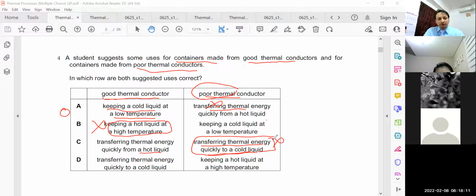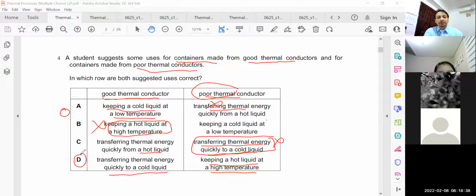And if I go with the option D, transferring thermal energy quickly to a cold liquid, yes. Thermal conductor, because heat always flows from high temperature to a body at low temperature. I can find out that the left hand side is correct. What about the right hand side of poor thermal conductor? Keeping a hot liquid at a high temperature. Yes. A poor thermal conductor means an insulation like a thermal flask. So here, children, right answer is option D.